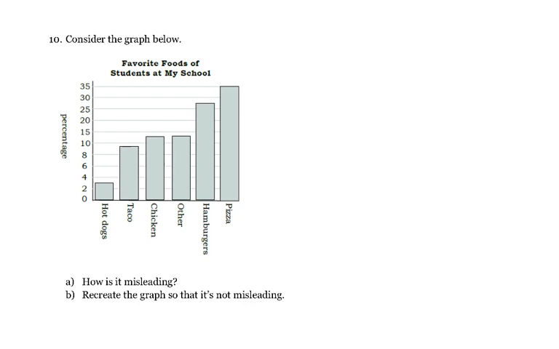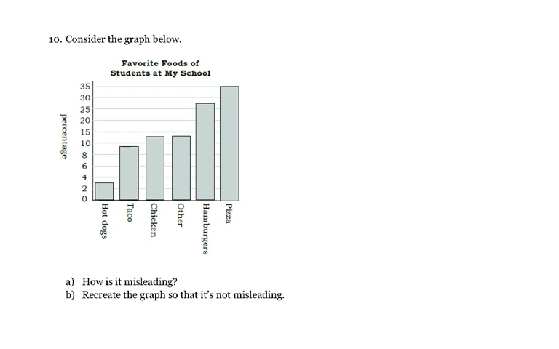And let's look at this one right here. We have a graph of favorite foods of students at my school. We have hot dogs, tacos, chicken, other, hamburgers, and pizza. It shows us the percentage. Let's first look at the scale. And this is just a regular old bar graph. Our scale goes from 0 to 4, 6, 8, 10, and then it jumps up to 15, 20, 25, 30, 35.